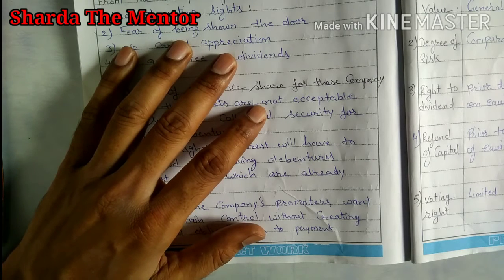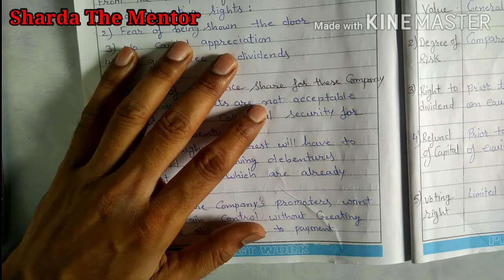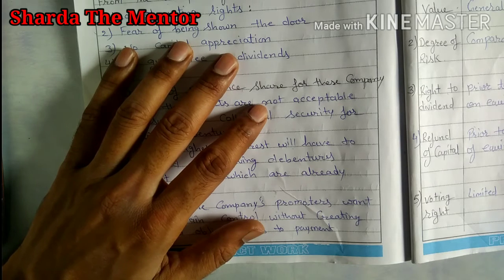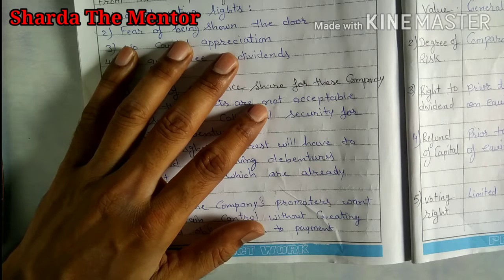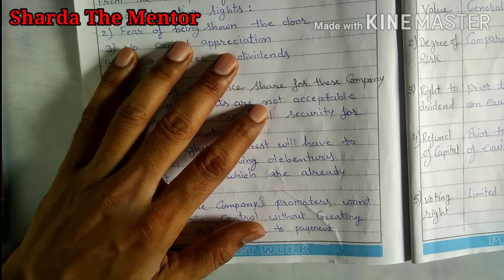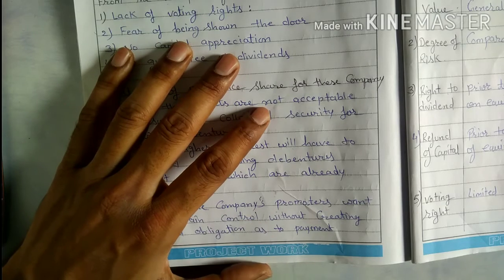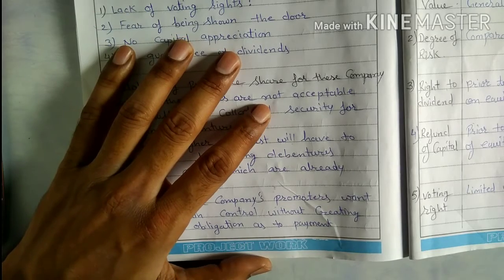In limited cases they have voting rights, like if any decision is against the preference shareholders, in that case they can raise an objection, like participating preference shareholders can object regarding that. But in other cases they don't have any voting rights, and whatever decision is taken will be taken by the equity shareholders.